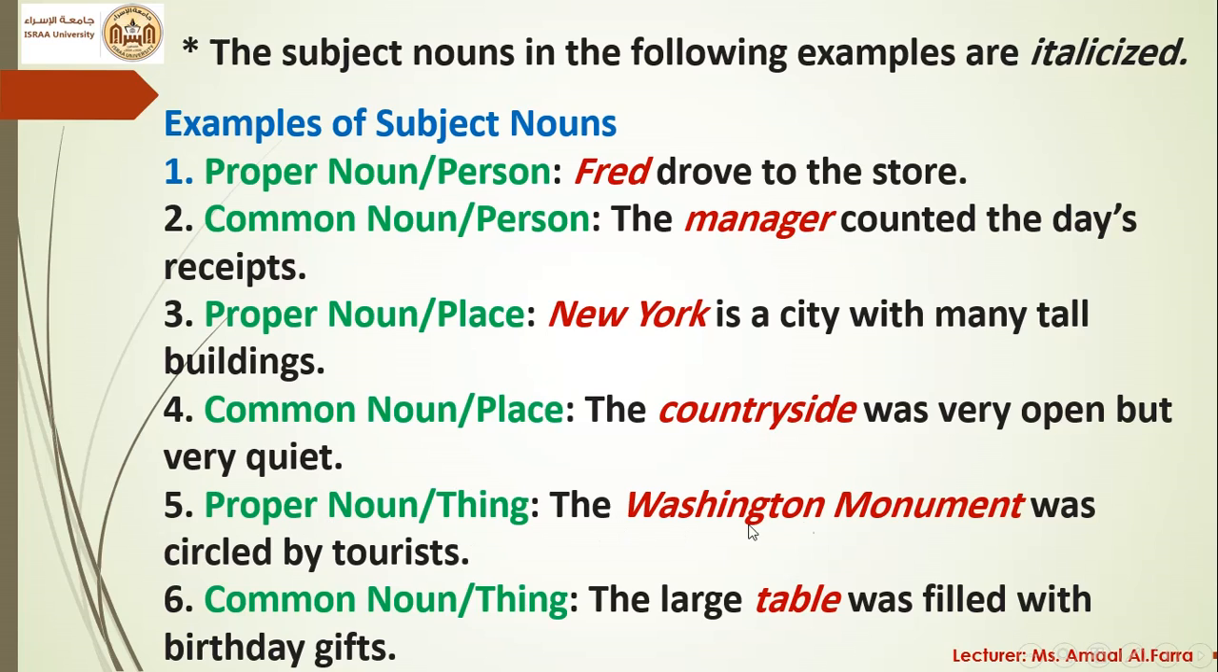Proper noun names a thing, like when I say "The Washington Monument was circled by tourists." This is a proper noun. Naming what? Naming a thing. But here, in this example, when I say "The large table was filled with birthday gifts," this table is a common noun, okay? And it names a thing. That is the table.